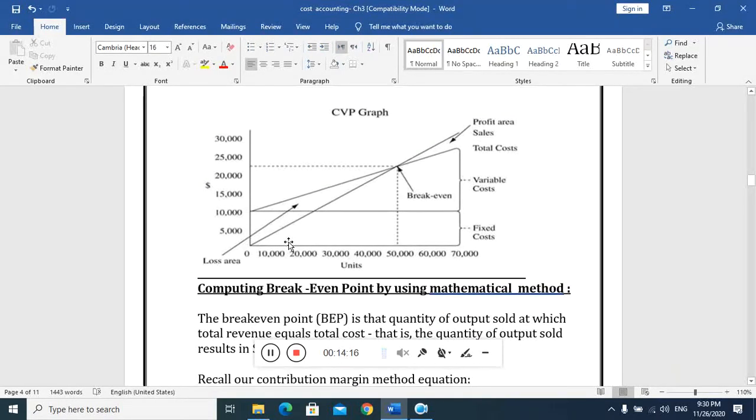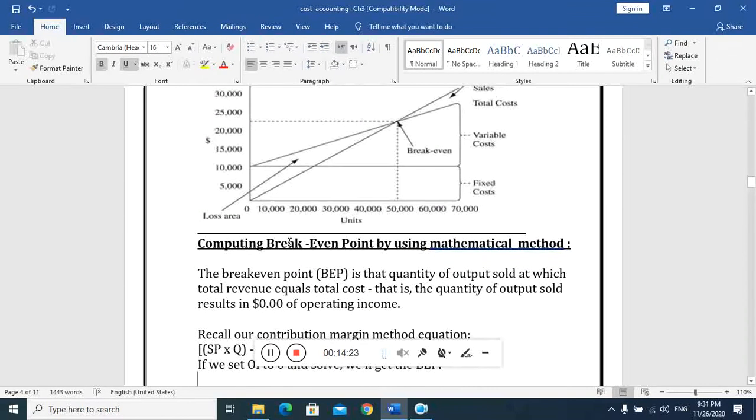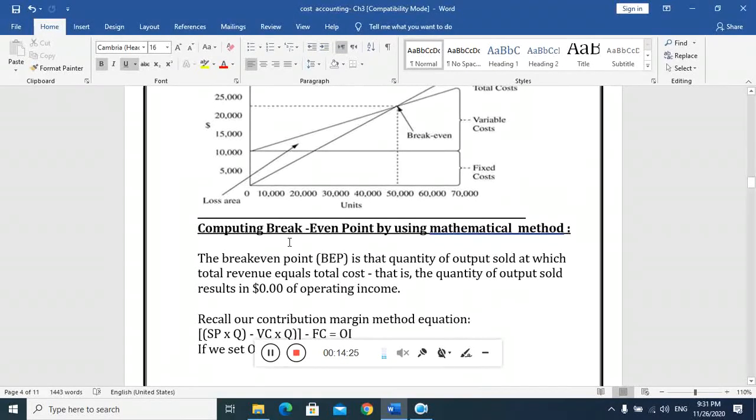Another way to compute break-even is the mathematical method. The break-even point is that quantity of output sold at which total revenues equal total costs. So at the break-even point, total revenues equal total costs. That is the quantity of output sold at which operating income will be equal to zero profit.